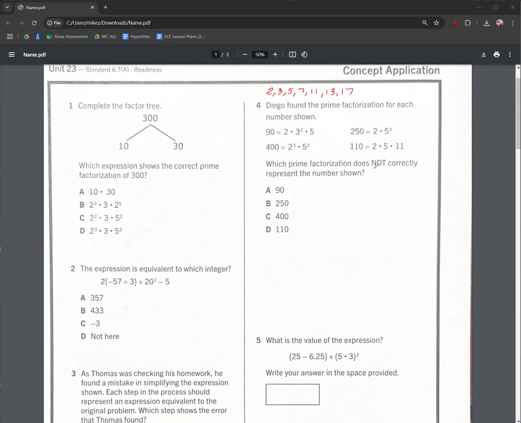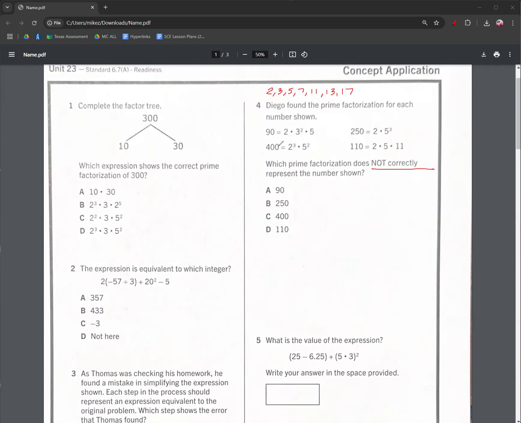If I'm looking for one that is not correct and they give them to me, I need to first know my prime numbers. And the first thing I'm going to check is which one of these does not have a prime in it. So if I'm looking at this one, 2, 3, and 5. Well, 2, 3, and 5 are primes. Okay, that looks good. 2, 5. All right, 2 and a 5 are prime. That's good. 2, 5, 11. All right.